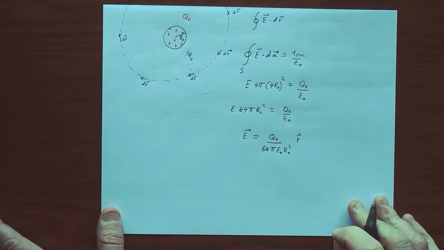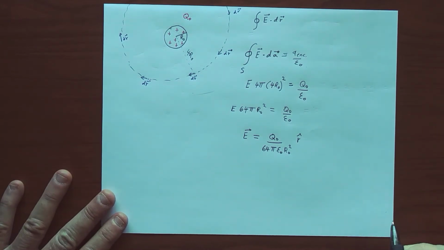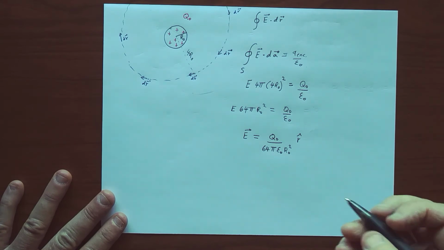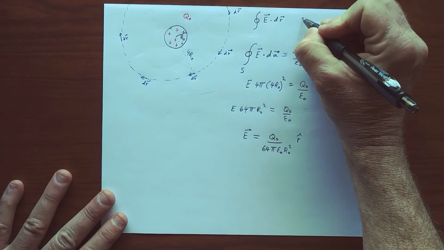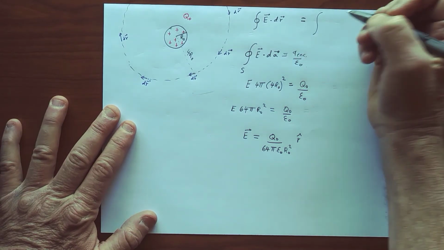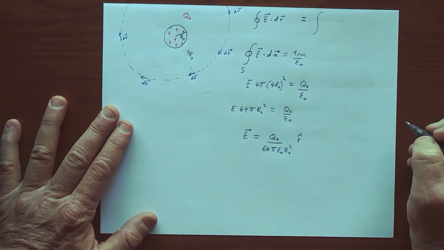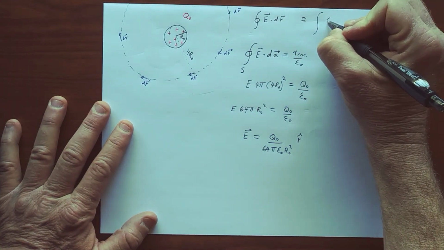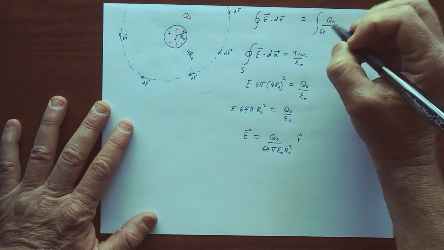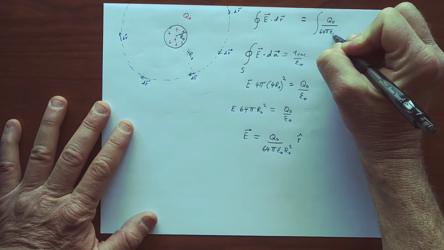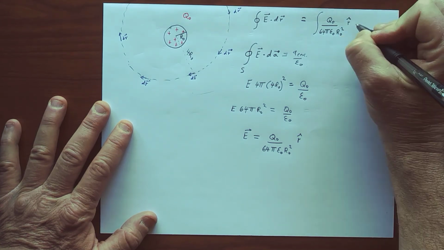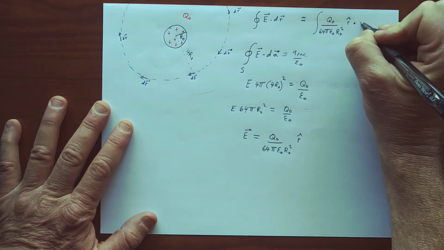So that's the electric field, and now I'm going to integrate that along the closed path. So this calculation requires that I do E dot dr. So this looks like Q naught over 64 pi epsilon naught r naught squared, r hat dot dr.